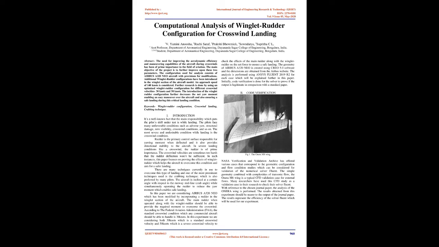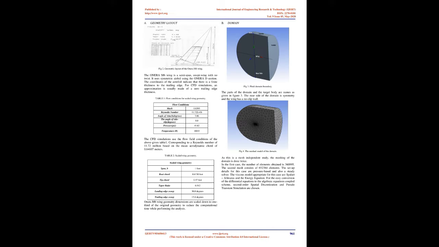In this paper we are considering the AIRBUS A320 NEO, which has been modified by incorporating a rudder in the winglet section of the aircraft. The main rudder, when operated along with the Winglet-Rudder, should be able to provide the required moment to overcome the crosswind.